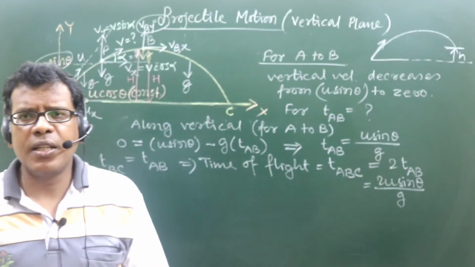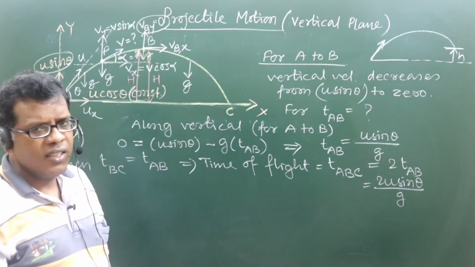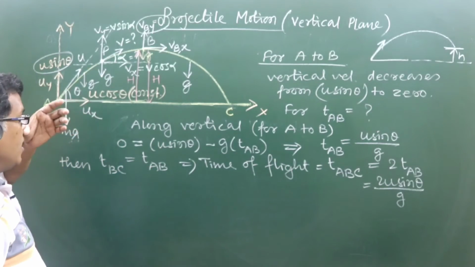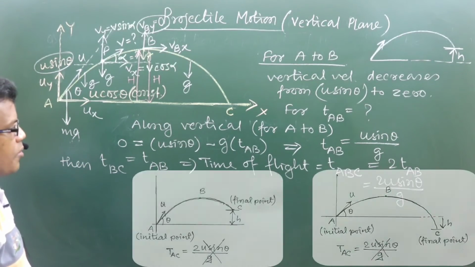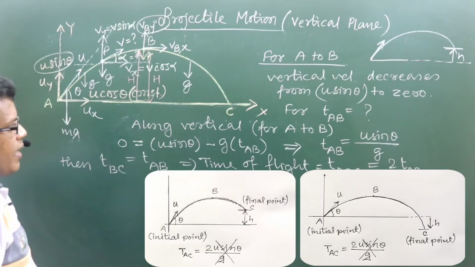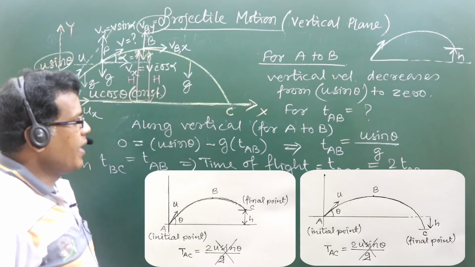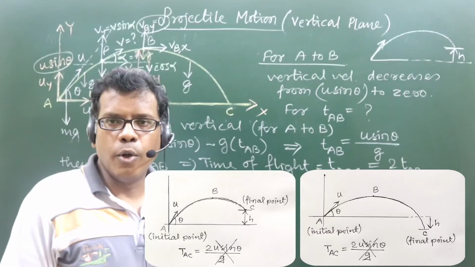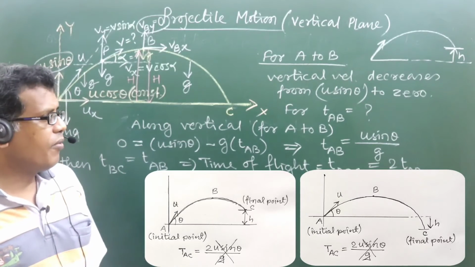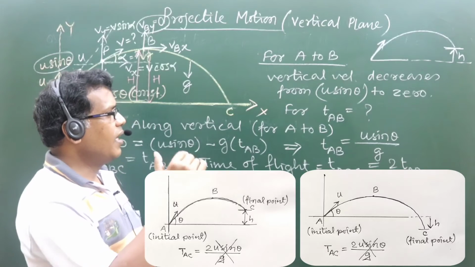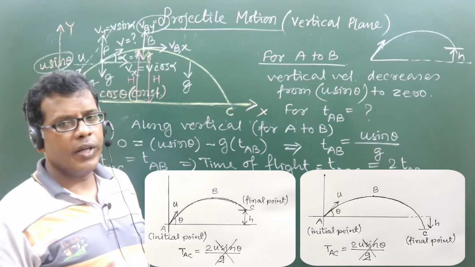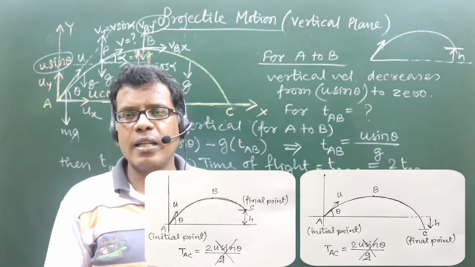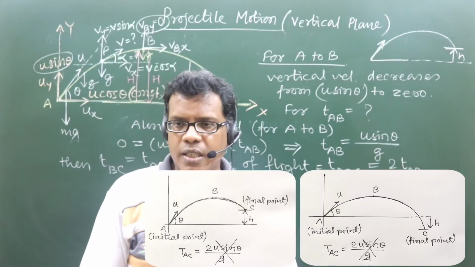2u sin theta by g we are getting considering the fact that ascending motion time and descending motion time are the same. So that's why never make the mistake, never use this formula as time of flight in those cases where the final point is not on the same horizontal level as that of the initial point of projection. Are you getting me? If the final point is anywhere above the initial point or anywhere below the initial point, in both cases time of flight will not be equal to 2u sin theta by g.